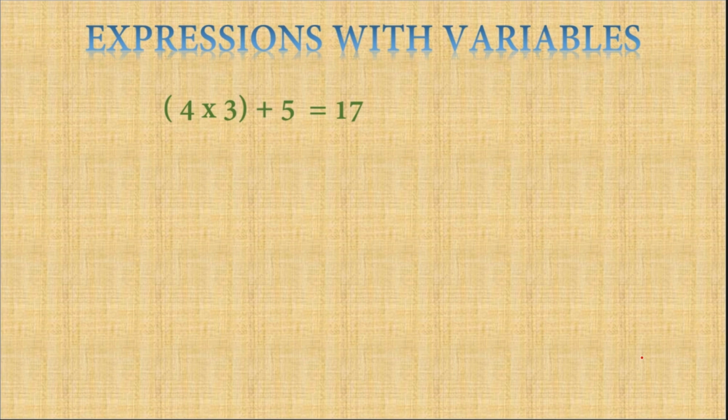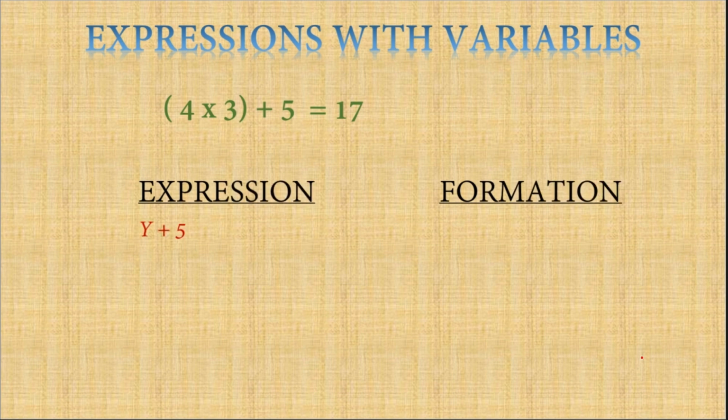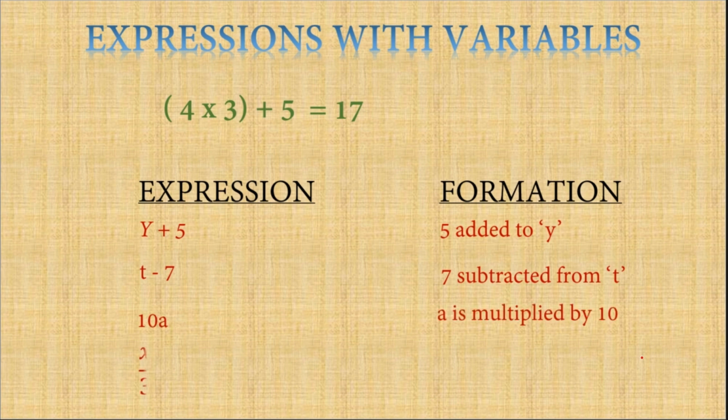We'll see different expressions now. y plus 5. This means we are adding 5 to y. Here we are doing addition. t minus 7 is subtraction. This expression involves subtraction, subtracting 7 from t. 10a, which means multiplying a with 10. x upon 3, that is dividing x by 3. In this way, even with variables, we can form different expressions. We can do all the operations on the variables.